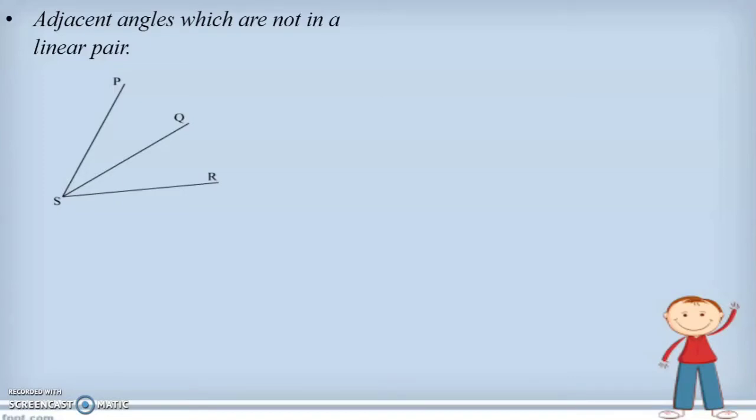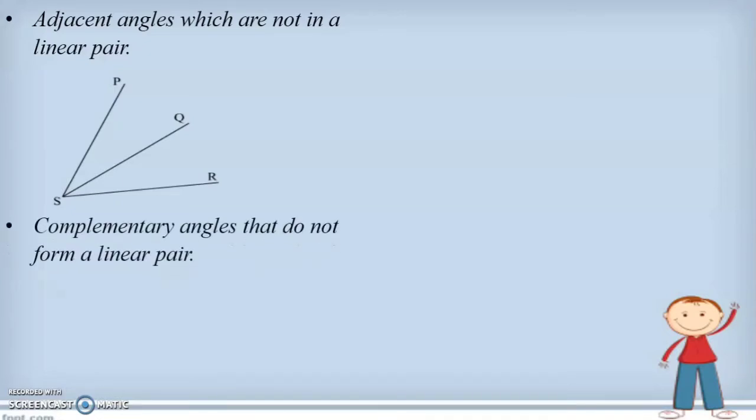And also, the sum of the measure of the angles in a linear pair is 180 degrees. But in this case, the measure of angle PSQ and QSR is not 180 degrees. So angle PSQ and angle QSR are adjacent angles, but they do not form a linear pair. Now we'll see the second question.